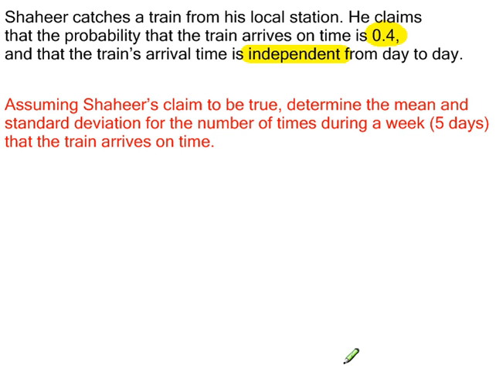Assuming Shahir's claim to be valid, determine the mean and standard deviation for the number of times during a week, that's a week of 5 days, that the train arrives on time. Okay, this can be modeled with a binomial distribution with 5 trials, and the probability of success in one of those trials is 0.4. So this is n, the number of trials, and p, the probability of success.